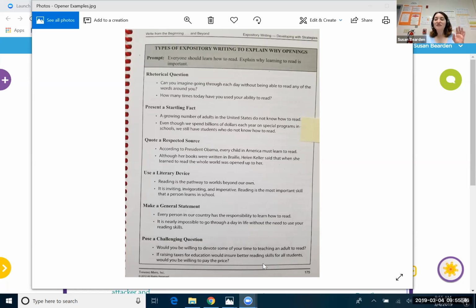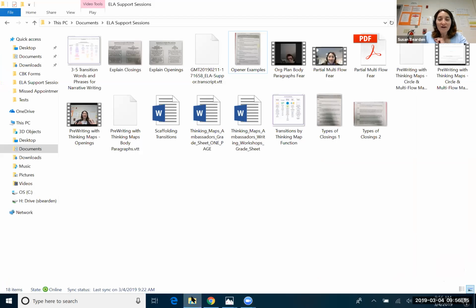All right, so we have talked about 6 different strategies: a rhetorical question, presenting a startling fact, quoting a respected source, using a literary device, making a general statement, and posing a challenging question. If you haven't already, you may want to pause and take a moment to jot down notes about each of these 6 strategies, because I am going to be asking you to use them, but I do have one more thing I'd like to go over with you guys, and let's see if I can find it.